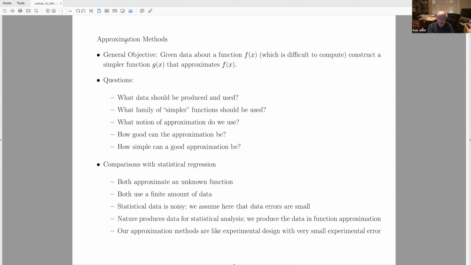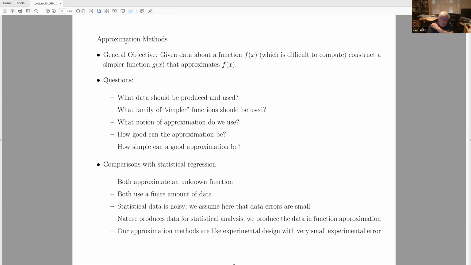Now, you see the data here is going to be evaluations of f of x at a finite set of points x. Well, which points should you choose? Where should you evaluate f of x? Now then, how should you use them? How should you take that information and construct some g of x? So what family of simpler functions should you use for your g of x?